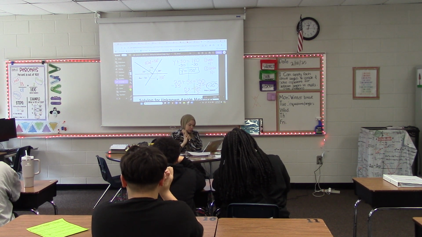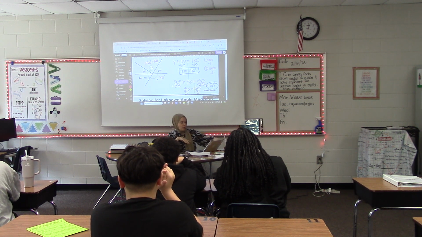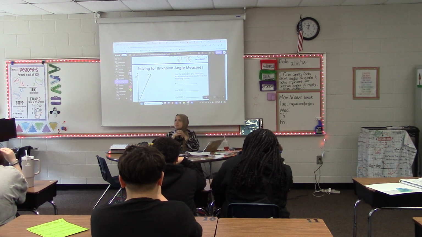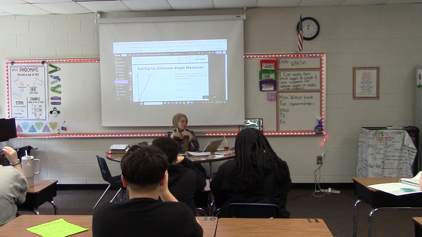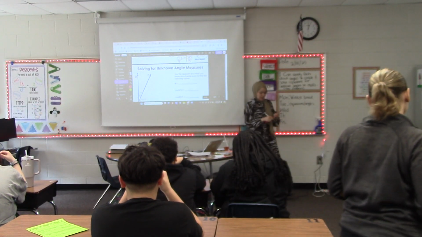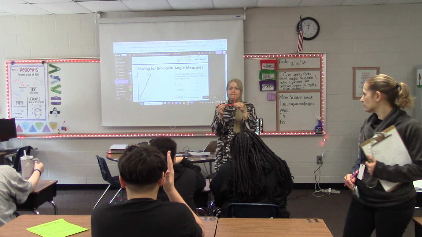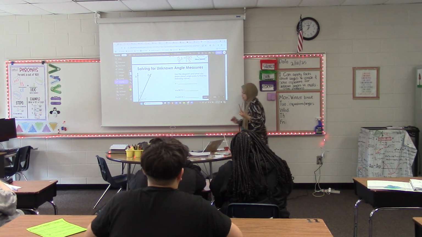All right. I'm going to do this last problem together and then we're going to break away into groups. It says solve for unknown angle measures. That is the whole point of our I can statement today, solving for unknown measures. Remember, we have different kinds of angles. What kind of angle is this? A right angle, which is equal to 90 degrees, exactly.